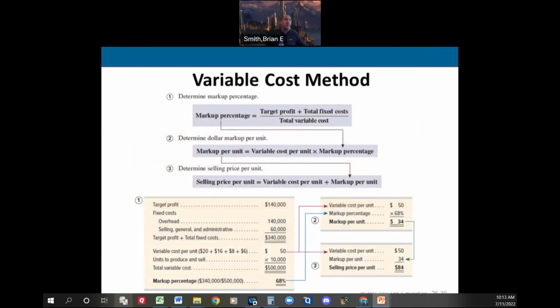And then the variable costing method is similar to what we've already talked about on the total cost side, except we're looking and focusing on the variable costs only.